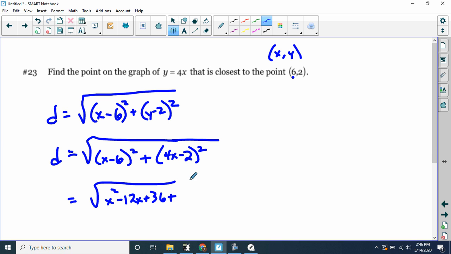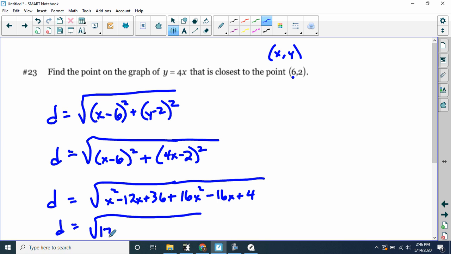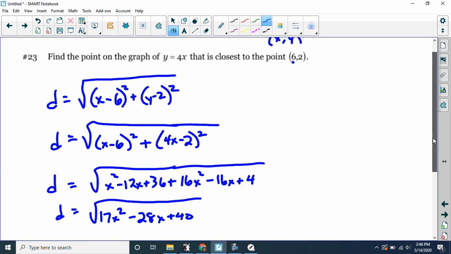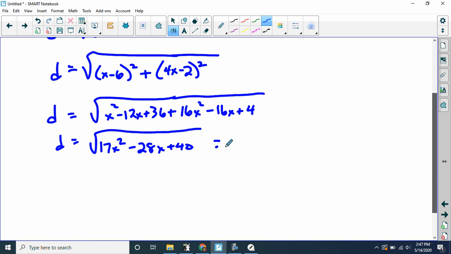If we write this out twice and FOIL it, we'll get 16x squared minus 16x plus 4. And then combine like terms. So we've got 17x squared minus 28x plus 40. The square root we're going to rewrite as the 1/2 power.